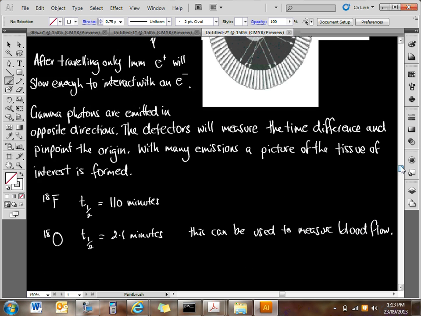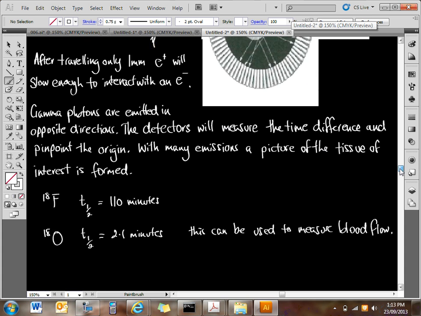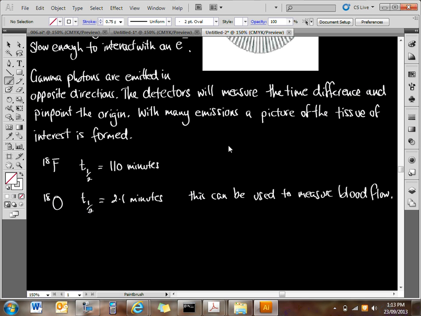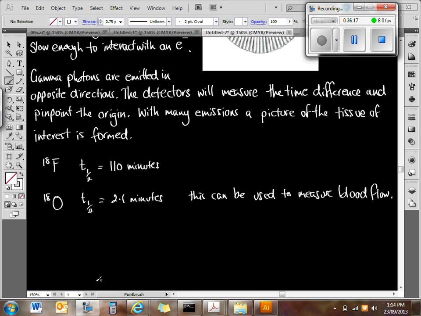Okay, so if you're a hospital and you're looking at purchasing one of these things, which costs in the millions of dollars, you also need to purchase a cyclotron, which costs in the millions of dollars also. And as a result, there's not many. I think only a few years ago, maybe 2 or 3 years ago, there were only 12 in Australia.